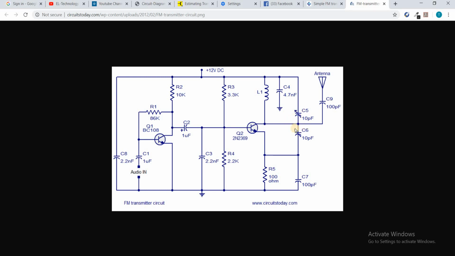Now this other capacitor is used to maximize the range of the transmitter circuit. This is the power supply, 12 volts. You can increase it, you can decrease it. This capacitor is used to couple the signal sent through this tank circuit and the transistor to the antenna to transmit it to the receiver.